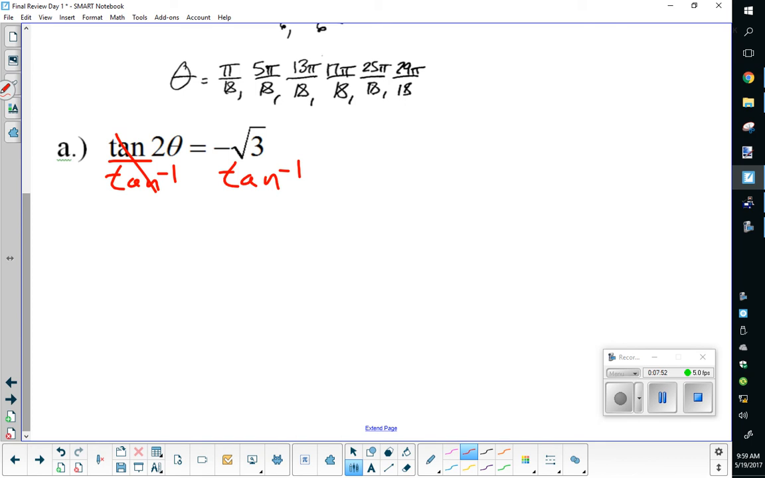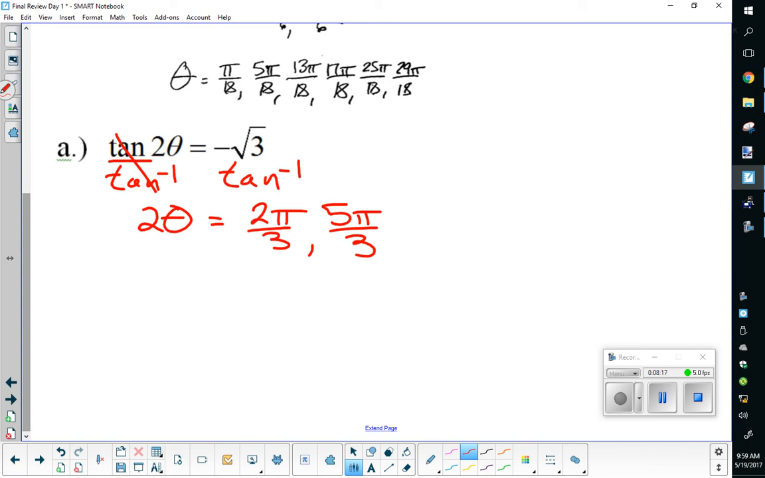Is that what yours says? Okay. I heard somebody said something different. 2 theta equals everywhere that tangent is negative radical 3. So I'm looking at the burgundy numbers up here on my board. Yeah, we're going to do radians here. So 2 pi over 3. And what else? 5 pi over 3. Those are the two answers. And in a perfect world, I'd be done. But theta's not by itself.